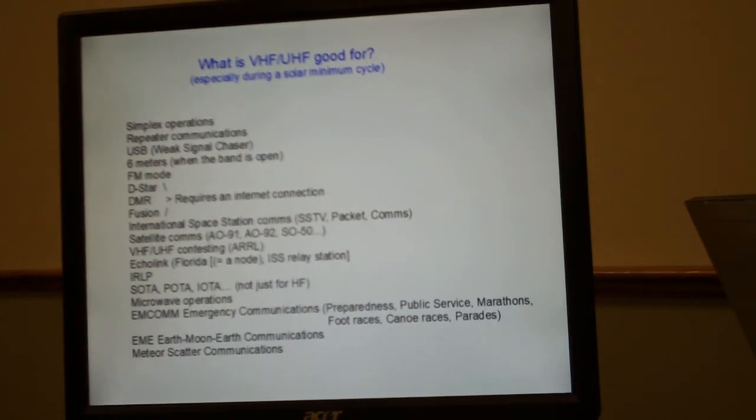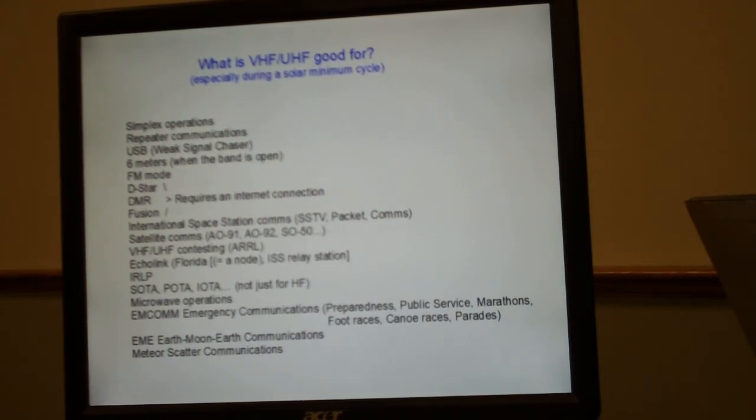There's contesting. There's something called Echolink, which also requires the internet. Some question whether it is in fact ham radio, but it's just another one of those avenues within ham radio that people enjoy, and you do still need a license. IRLP is very similar. Then there's SOTA, POTA, and IOTA, that's Summits on the Air, Parks on the Air, Islands on the Air. You even have YOTA, which is Youth on the Air. That's big nowadays. And it's not just on HF. They communicate on VHF and UHF as well.